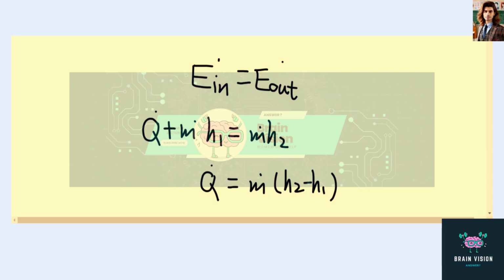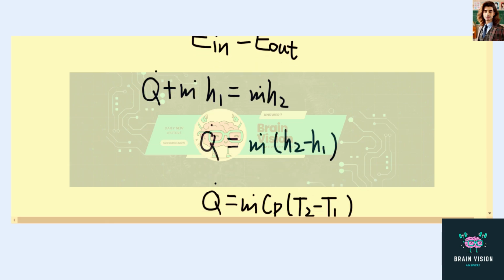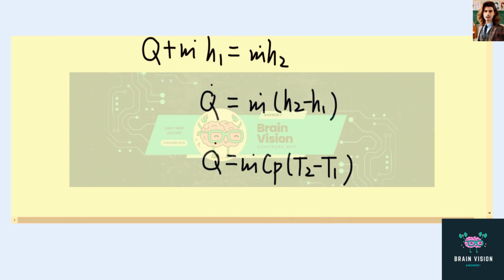So if you do some arrangement here, we have Q dot is equal to M dot times H2 minus H1, which is equal to M dot times Cp times T2 minus T1. Cp is the specific heat for the oil, and T2 is the exit temperature for the oil, which is the final temperature for the oil. And T1 is the initial temperature for the oil, which is the inlet temperature for the oil.